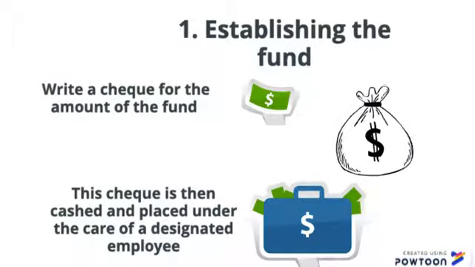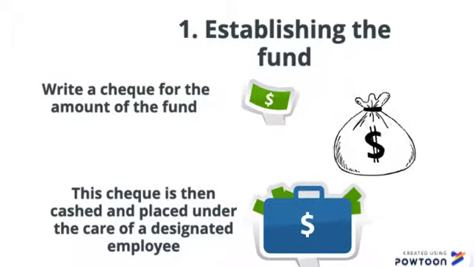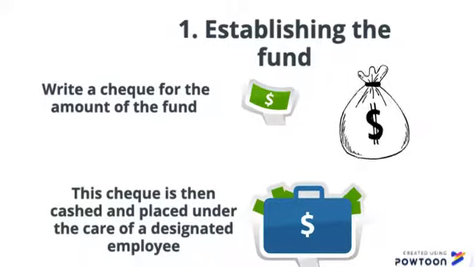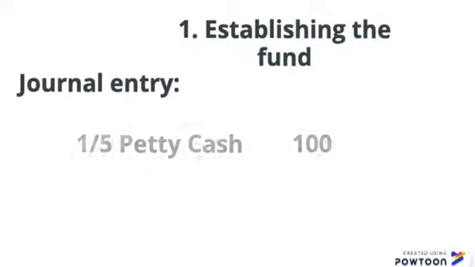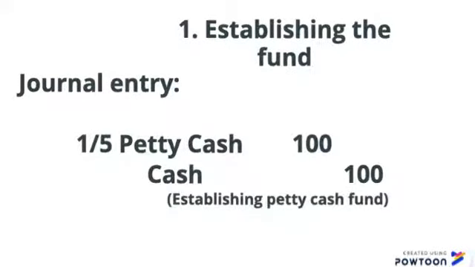In the first step, we write a check for the amount of the fund that the business would like to establish. This check is then cashed and placed under the care of a designated employee. In this journal entry, we debit the petty cash for $100 as it is increasing, and we credit the cash as it is decreasing.